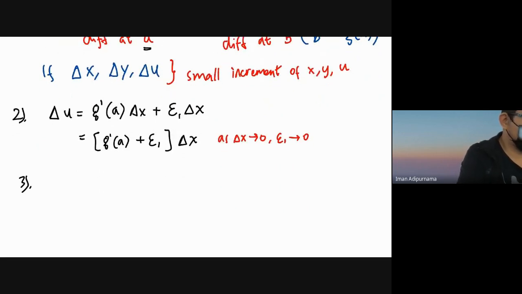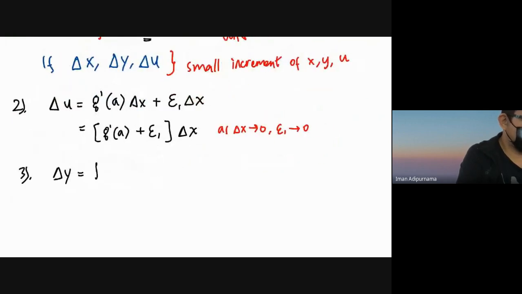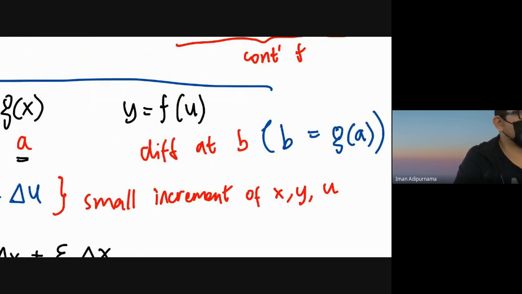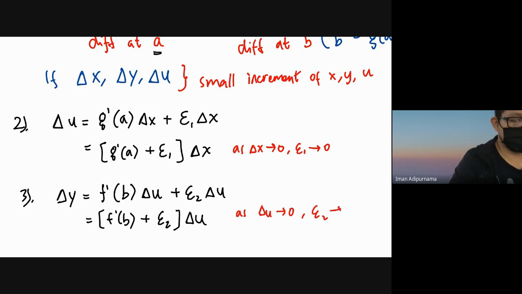And then the third one is delta y based on f of u here, differentiable at b, so f prime b delta u, plus epsilon 2 delta u, because we are now evaluating with respect to u, right? And the same thing here, we have f prime b plus epsilon 2, and as delta u gets closer to 0, epsilon 2 will also get closer to 0.